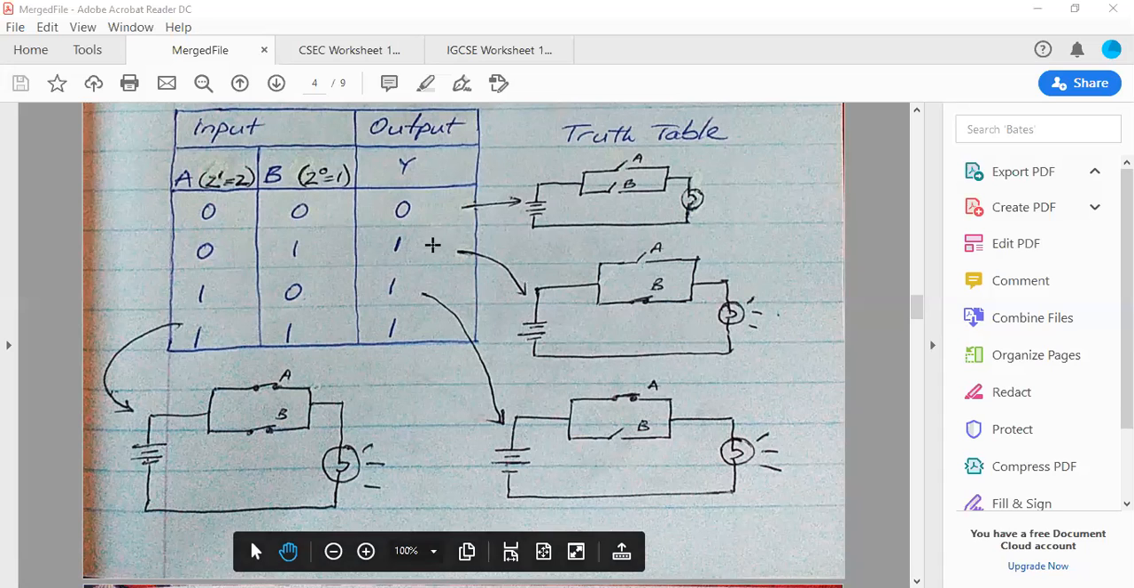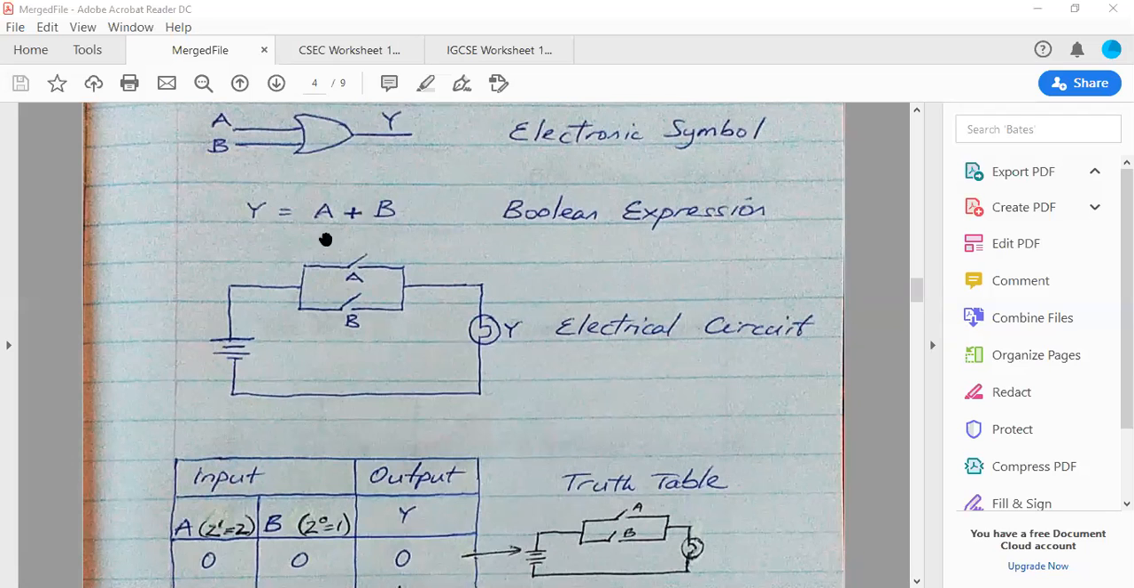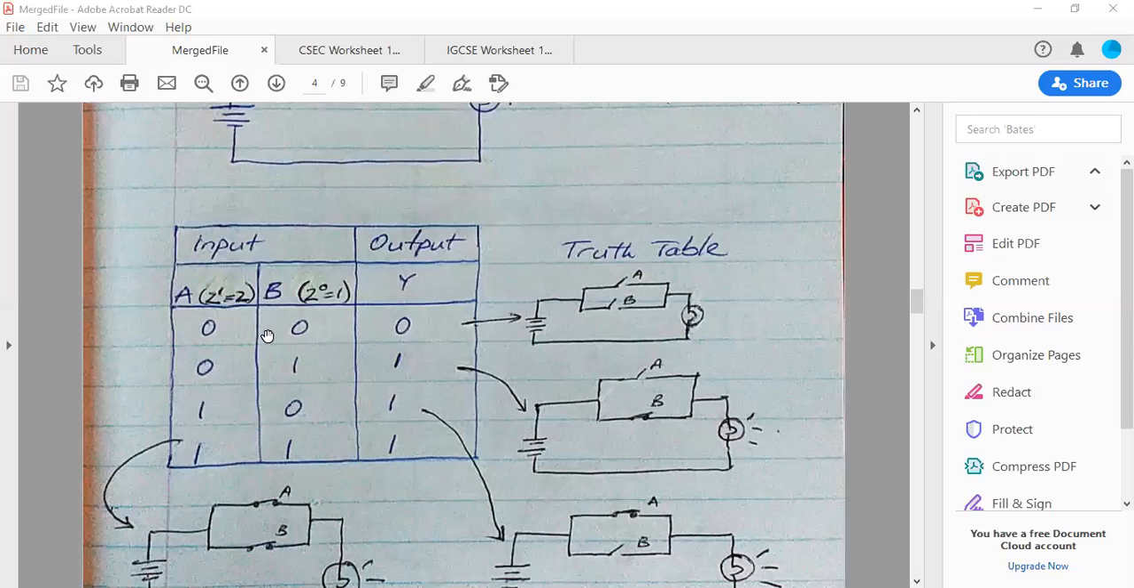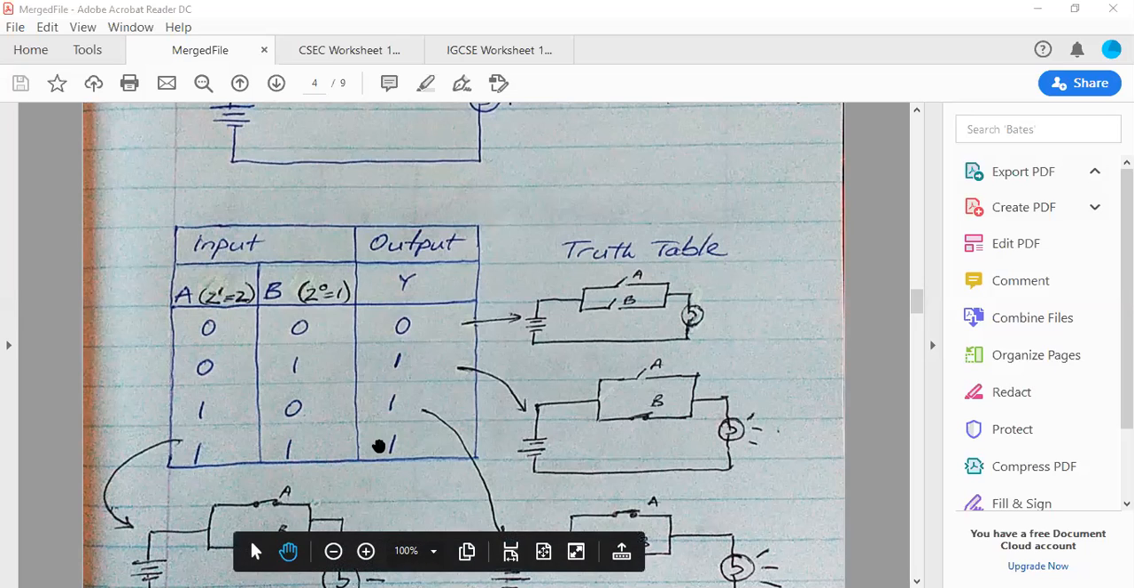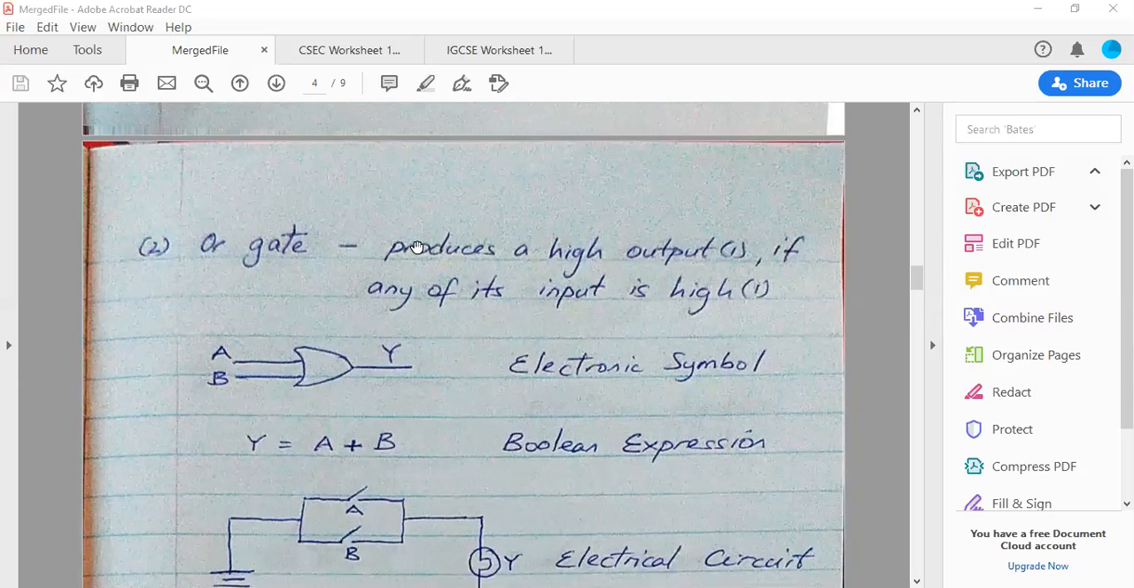Good. If the electrical circuit is a little difficult, we could use the Boolean algebra, which is Y is equal to A plus B. So we could use a calculator for that. 0 plus 0 is 0. 0 plus 1 is 1. 1 plus 0 is 1. And 1 plus 1 should have been 2. But we do not have 2 in digital electronics. So we consider it as 1. So it's going to be 0, 1, 1, 1. And the truth table also follows the conditions.